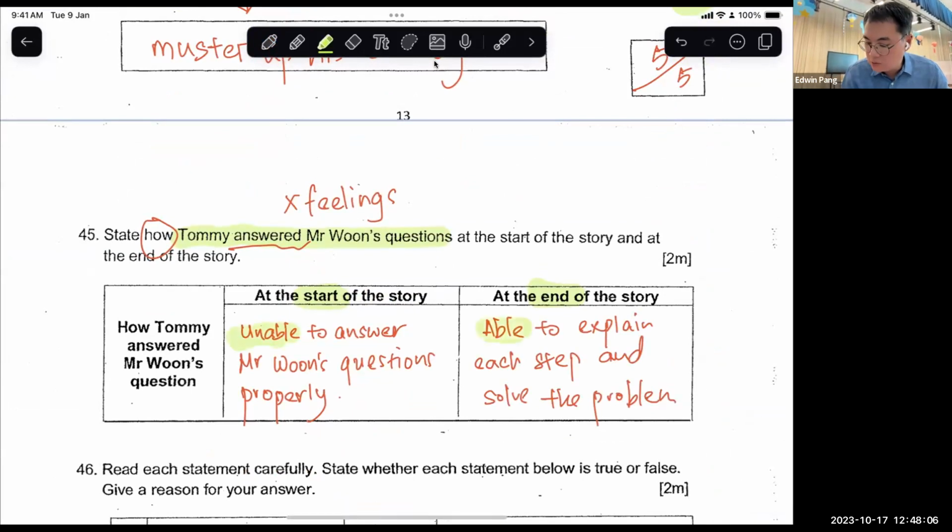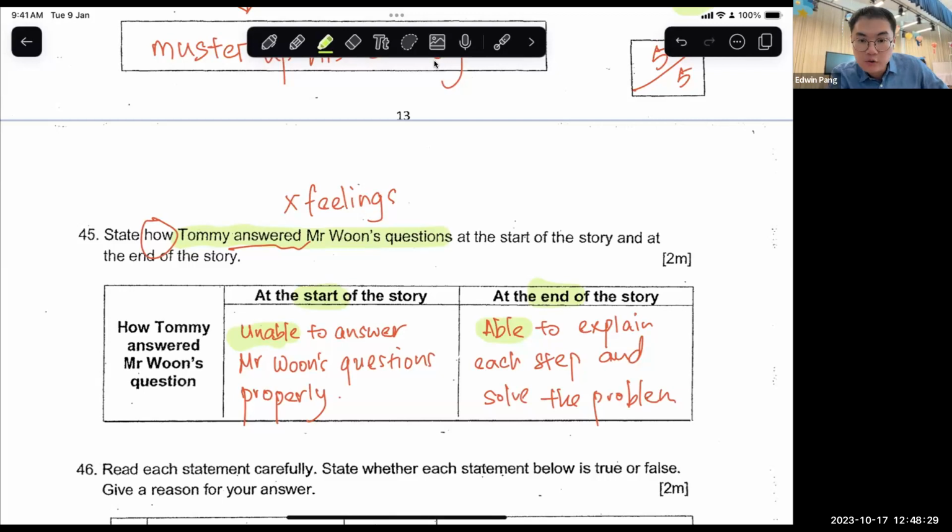At the end, he was able. Can you see the difference, right? So this is the ideal model answer. What I'm looking for in your answers should be that you say that he cannot answer, and then at the end, he can explain and he can solve the problem. Okay? If you write anything else, then it is not correct, right?